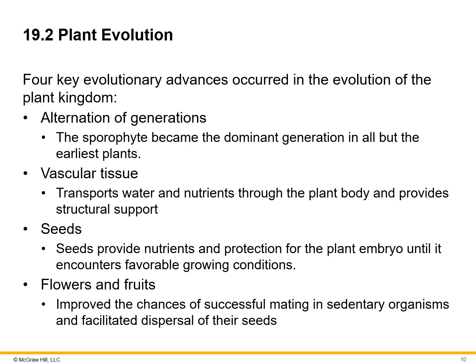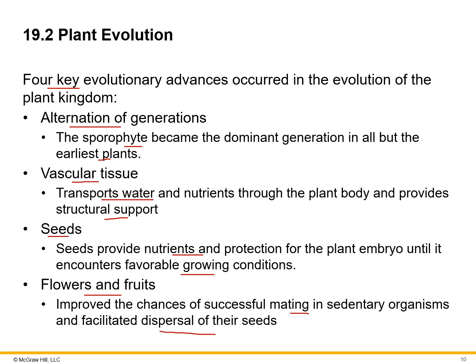All right, so then some of the other evolution, there were 4 key advances that occurred. So that alternation of generations. So again, the sporophyte became the dominant generation in all but the earliest plants. Then the vascular tissue to transport the water and the nutrients, and also to provide some structural support needed to occur. Seeds provided the nutrients and protections for those embryos until it had favorable conditions. And then later flowers and fruits to improve successful mating and, again, not being able to move, the dispersal of those seeds.